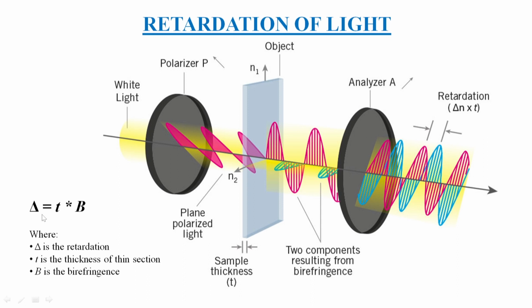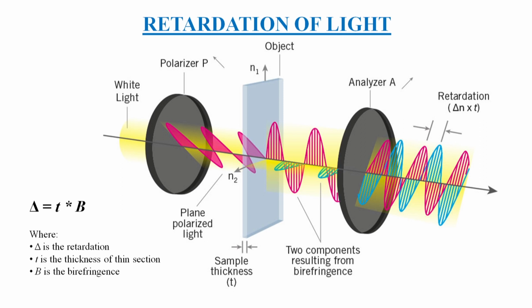So your retardation is equal to the thickness of the thin section times the birefringence. You can see here your retardation is a function of the thin section thickness, as well as the birefringence. So your retardation is finally controlled by the birefringence of the two components, as well as the thickness of the thin section. If it is thick, then the retardation will be more. If the thin section is thinner than the standard thin section thickness, in that case it will have a lesser retardation.